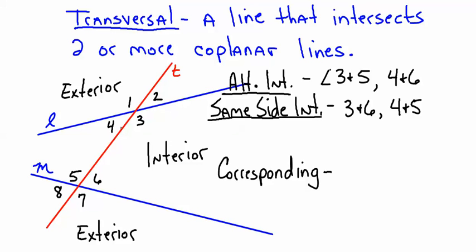Corresponding. What we're really talking about is location. So corresponding would be 1 and what? Good. 1 and 5. 2 and... Good. They hold the same position. 3 and 7, right? They're both in the bottom right corner of their respective locations. 4 and 8. Good. Okay. Corresponding angles.